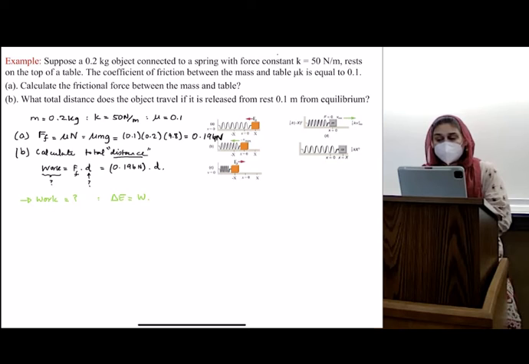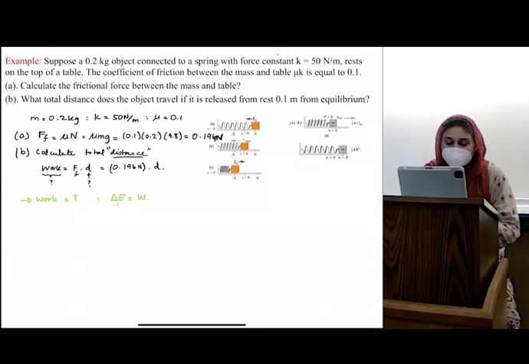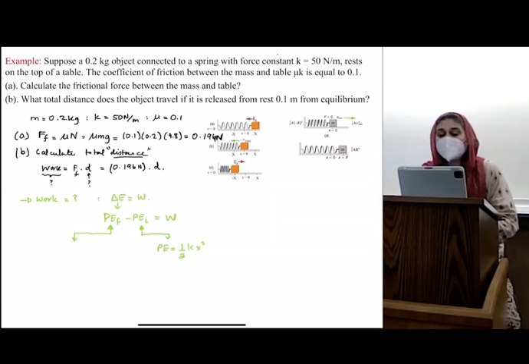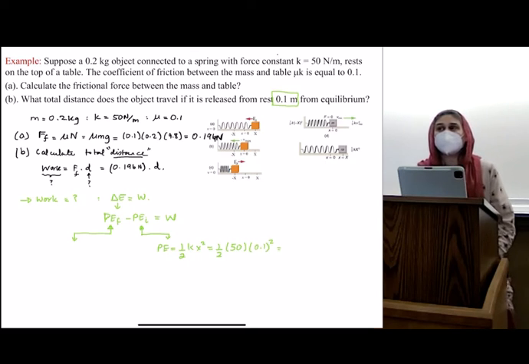What is my delta E? My delta E is potential energy final minus potential energy initial equals the work. Let me start with potential energy initial. How do I find potential energy initial? It is a mass spring system, so it'll be 1/2 kx squared. And it told me the x was 0.1. So that's easy. All I have to do is plug that in. It gives me 50 for my k, 0.1 squared. And that gives me my answer.